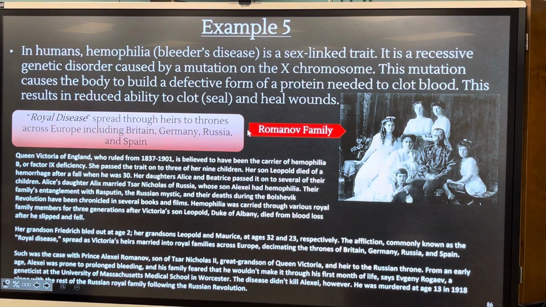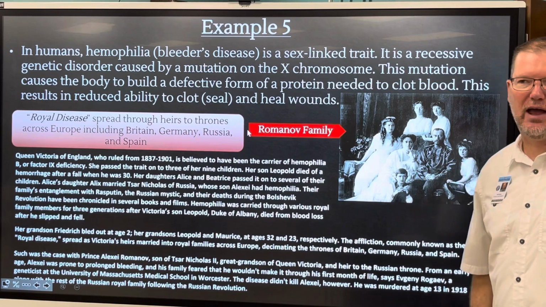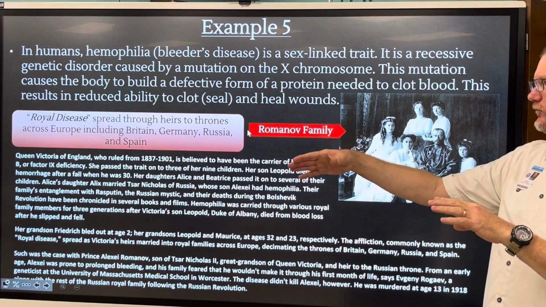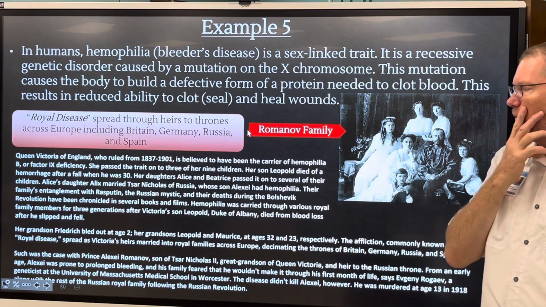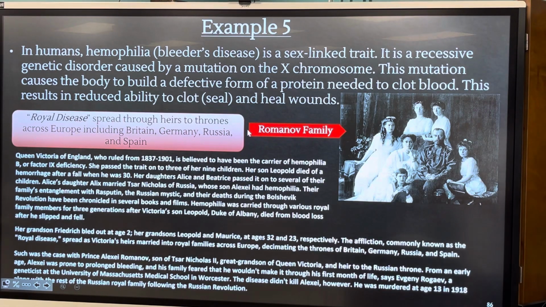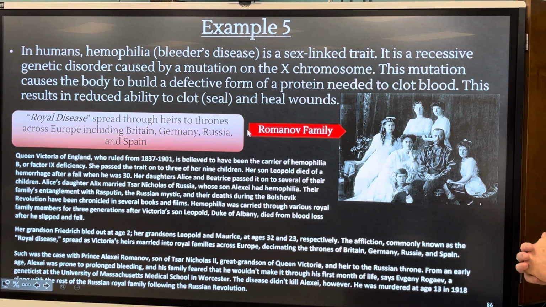So the Romanov family was a very famous example of this disease, this royal disease that spread through the families of royal people in Britain, Germany, Russia, and Spain, okay, across Europe. Queen Victoria of England, believed to have been the carrier of hemophilia, passed the trait on to 3 of her 9 children. Her son Leopold died of a hemorrhage. Hemorrhage means bleeding. After a fall when he was 30. Her daughters, Alice and Beatrice, passed it on to several of their children.